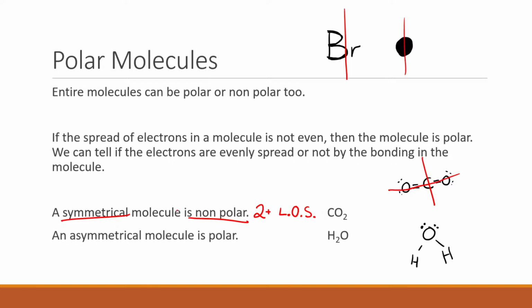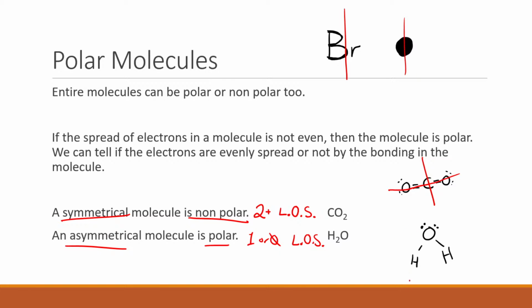On the other hand, an asymmetrical molecule is polar. It means that there is an uneven distribution of electrons. And if there is only 1 or 0 lines of symmetry, we know that it is polar.